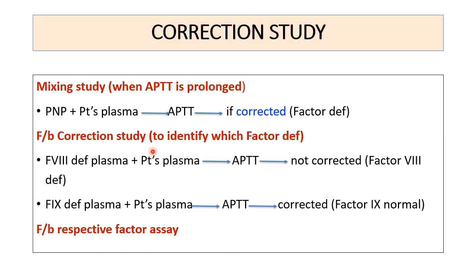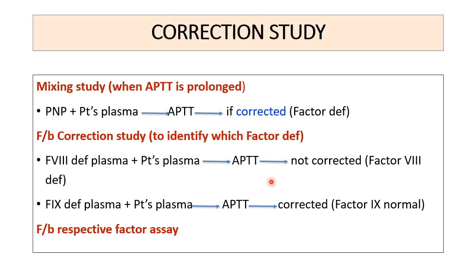Initially it used to be done with a serum and adsorbed plasma. Now we take factor deficient plasma to do the same. For instance, if I take factor 8 deficient plasma and mix it with the patient plasma and do an APTT, and the APTT does not correct, that means there is no factor 8 in this patient, because we have mixed 8 deficient plasma with a patient who does not have factor 8 itself. So the APTT has not gotten corrected.